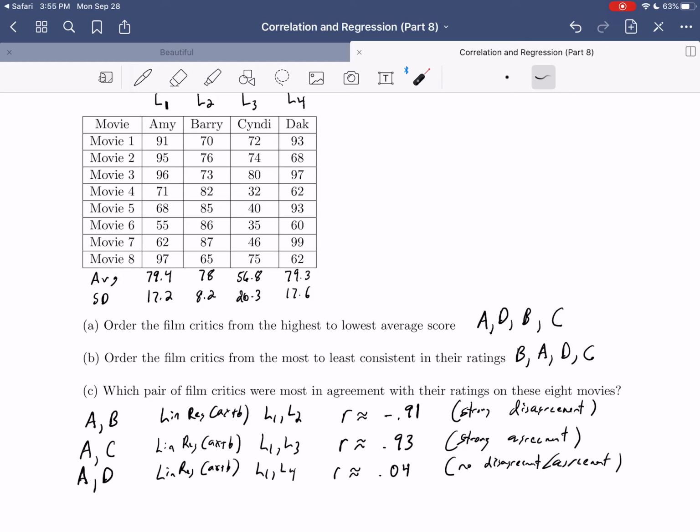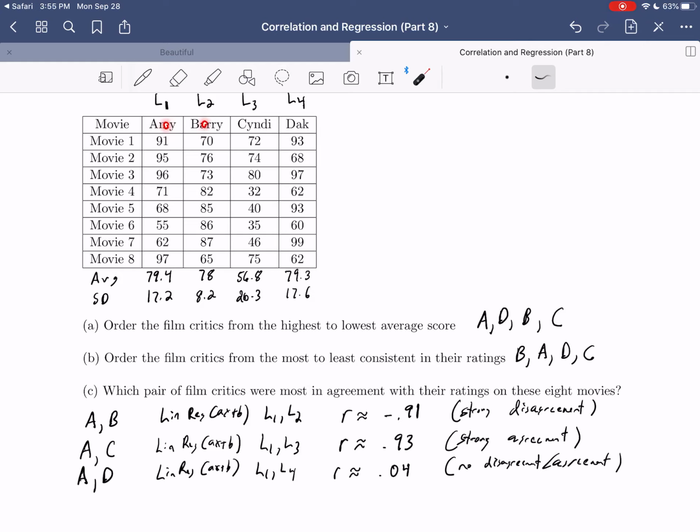What that probably would indicate is that they might be using completely different metrics to analyze this, where Dak is using things that are not even relevant to Amy, because he's picking out some things that he likes that Amy would agree with, but he's also picking out some things that he dislikes that Amy would disagree with. So they have no real agreement or disagreement between them. All right, if you think about it, those are all the pairings that involve Amy, right?